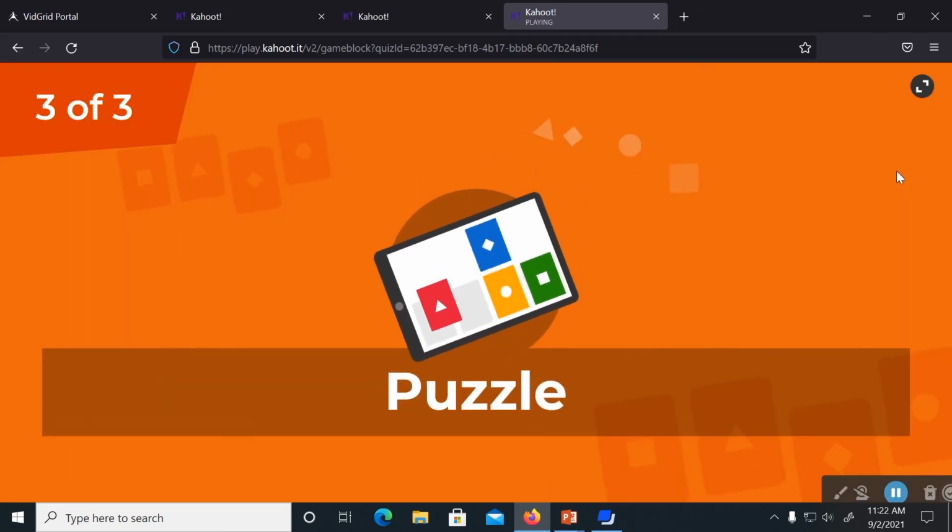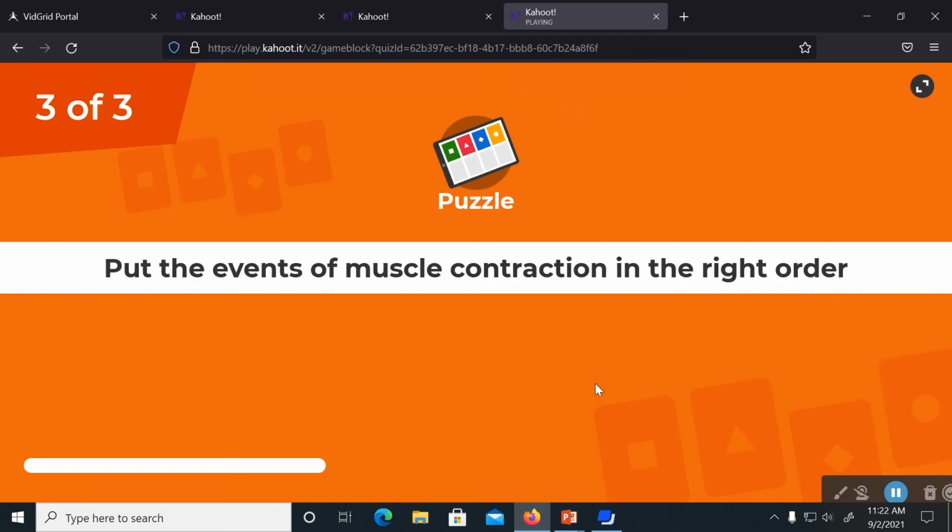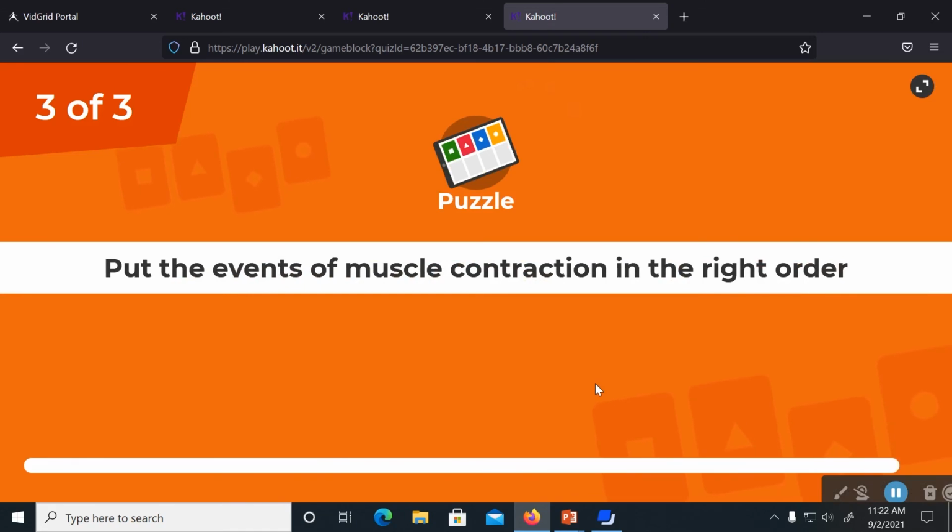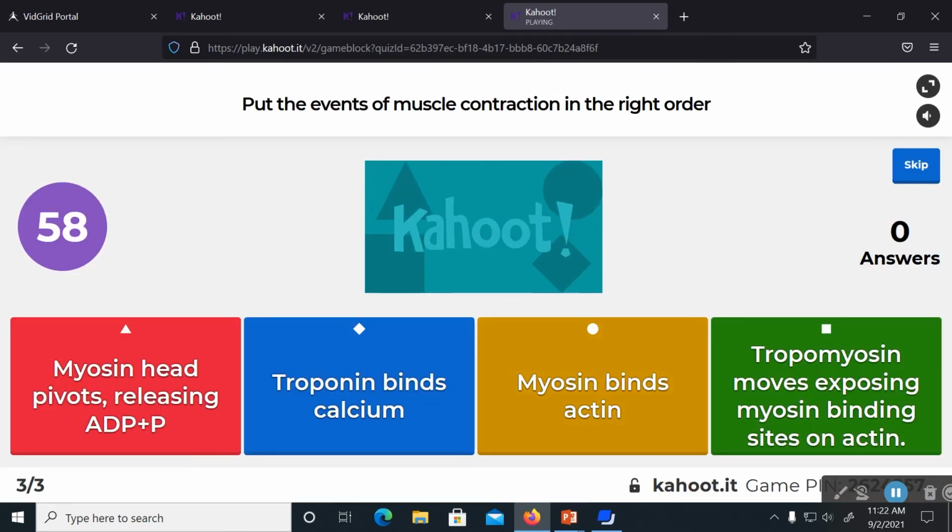All right, next one. Last one. So put the events of muscle contraction in the right order, in case you didn't see that coming.